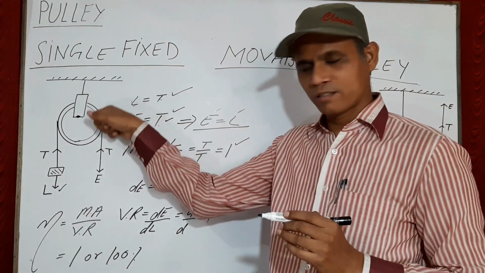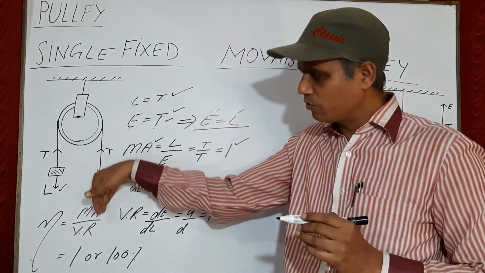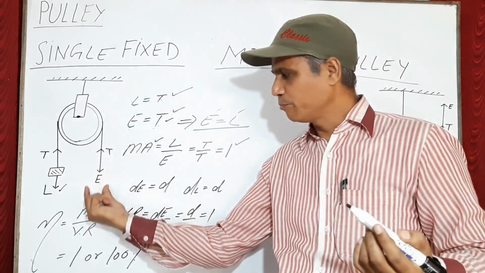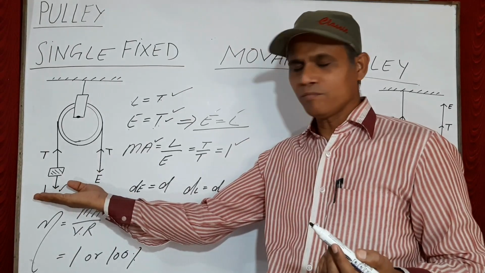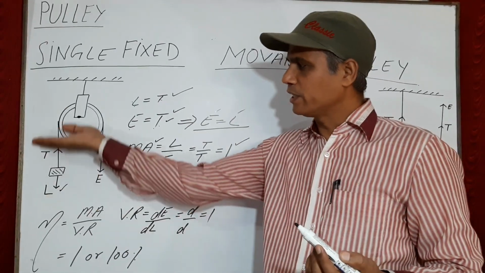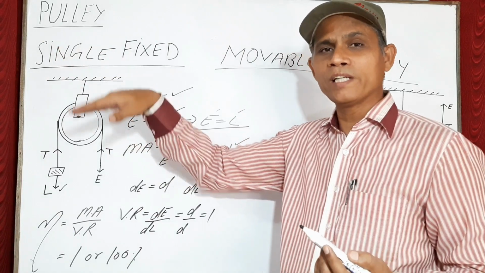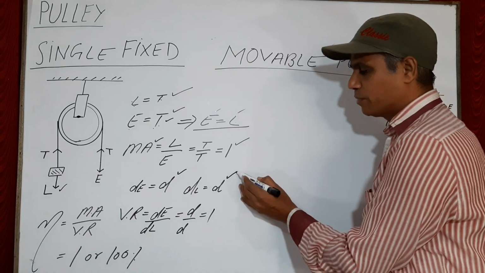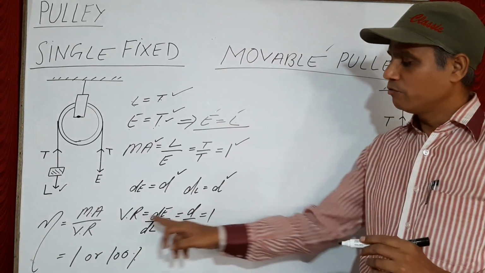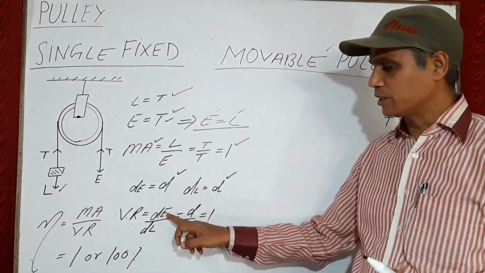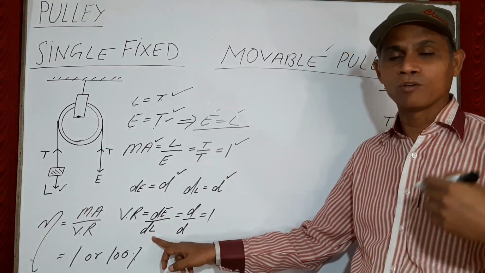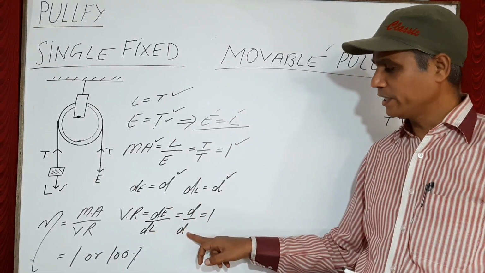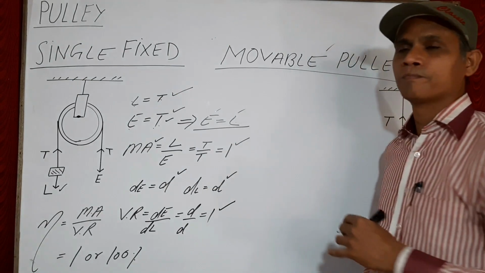Now, when you pull this string in the downward direction, if it is pulled through a displacement d by the effort, then in the same displacement the load will move in the upward direction. That means if the displacement of the effort is d, then the displacement of the load will also be d. And you know, velocity ratio is the ratio of displacement of effort to the displacement of load. Displacement of effort is d, displacement of load is also d, therefore velocity ratio is 1.